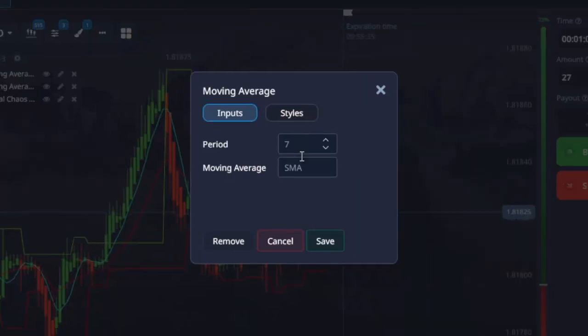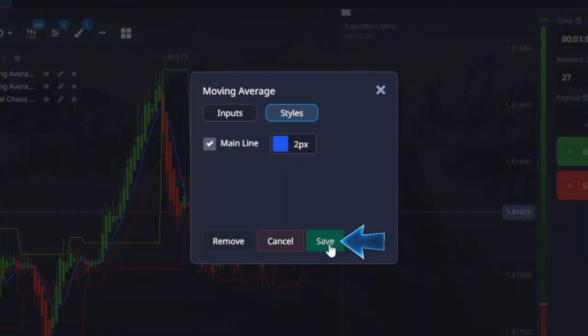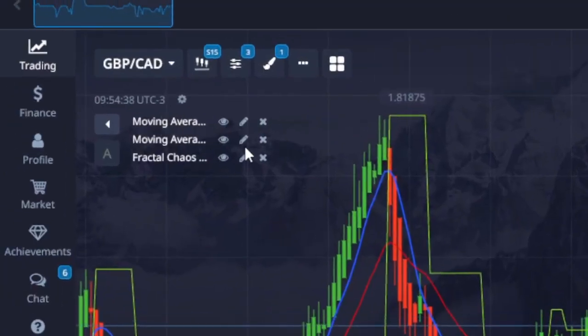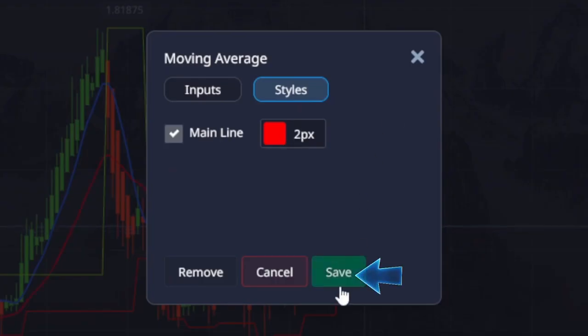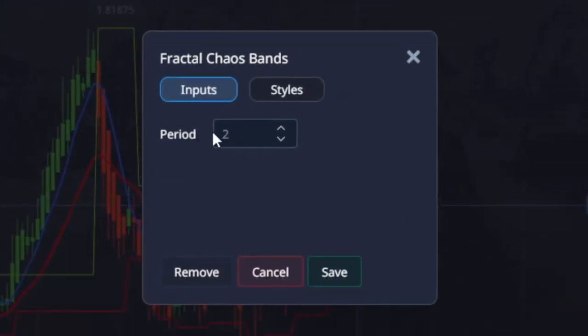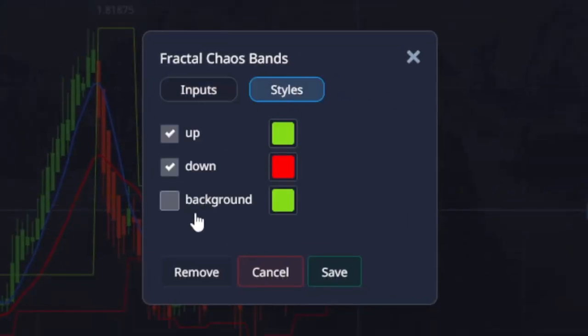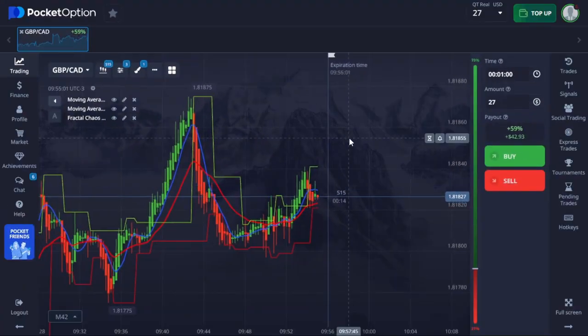We're going to set a 7 period simple moving average. Now, style is up to you. We're going to use true thickness and blue. The other one, guys, 20 periods. We're going to use true thickness, red. And the Fractal Chaos, we're going to use 2 periods with this style. Unselect the background and click on save. That's very important.